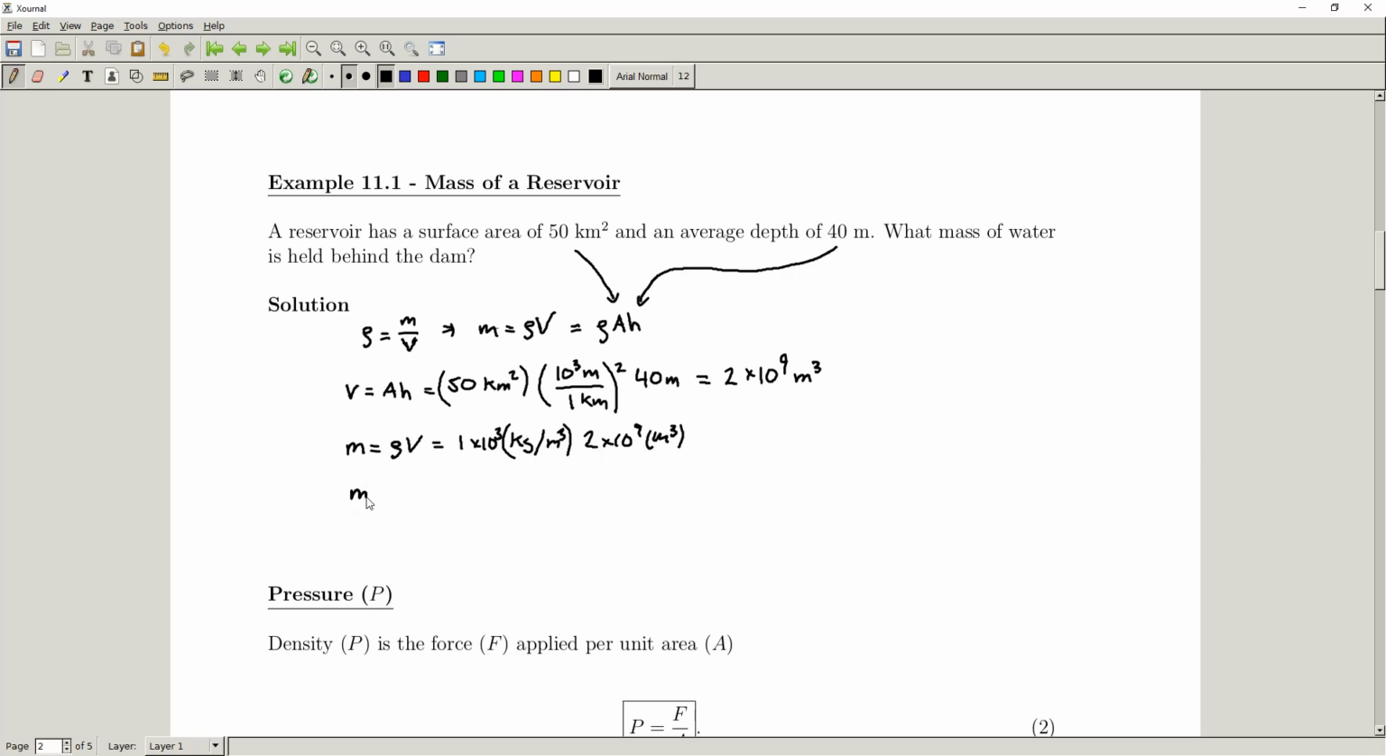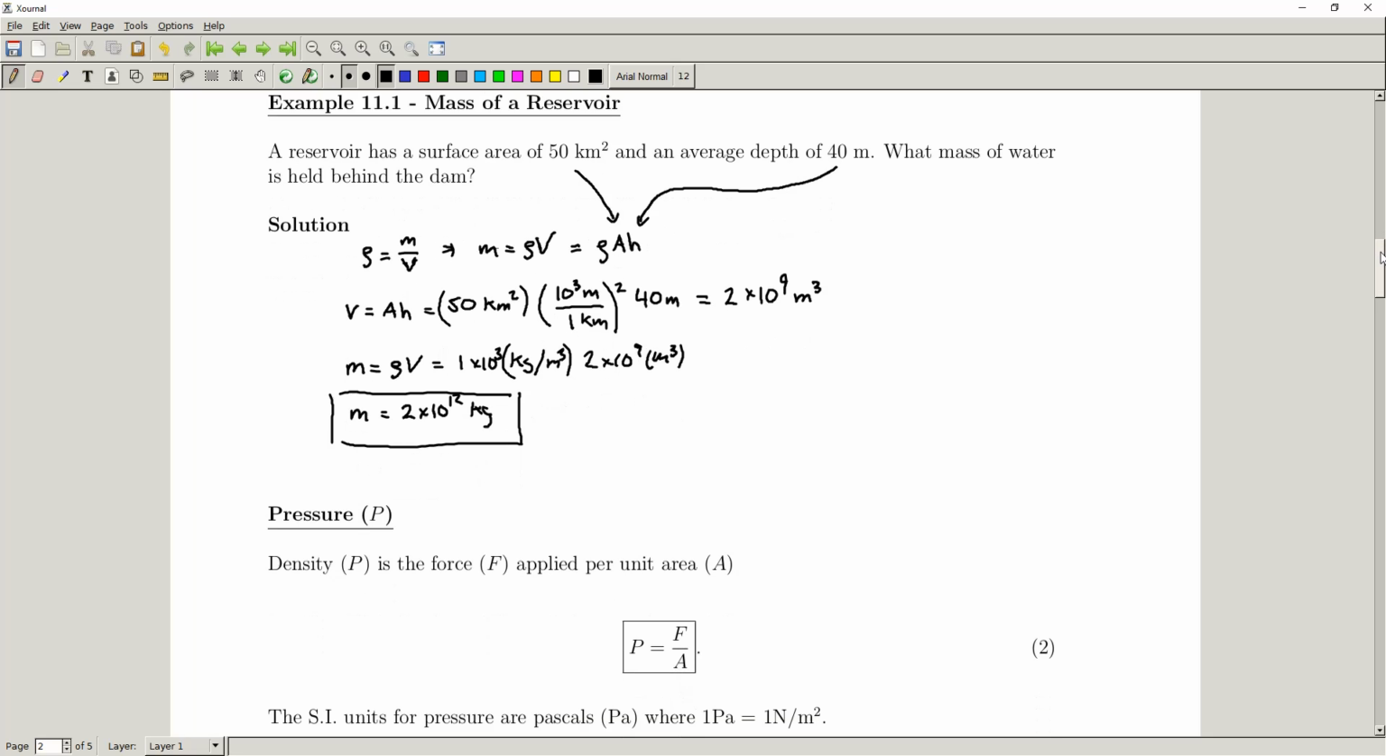And if we do that calculation, we're going to find that the mass of water contained here is 2 times 10 to the 12 kilograms of water. Okay, so that's the answer to what the mass of water behind this dam is. And so fairly straightforward, right? We just have the one equation. There's not a whole lot that we would want to do with it here. This is a pretty straightforward example. So we have our value, and we can move on to the next idea here.